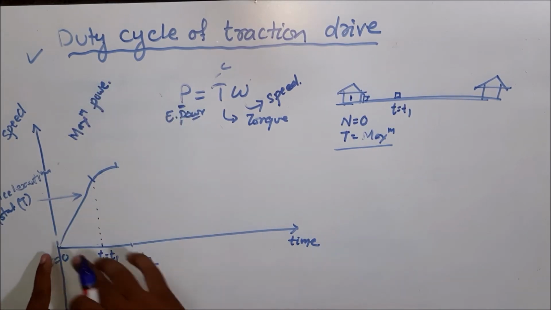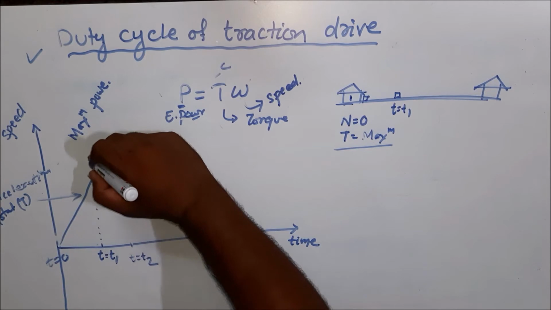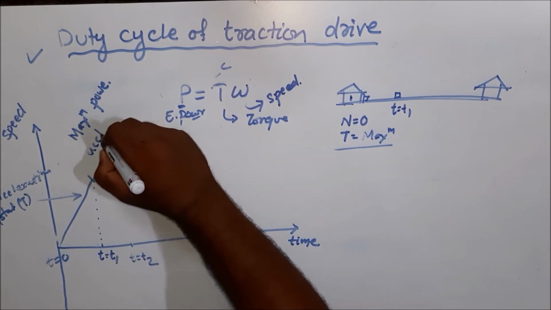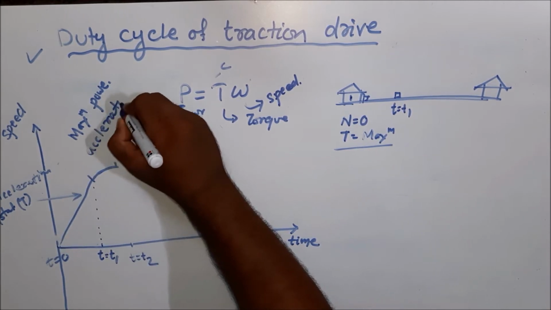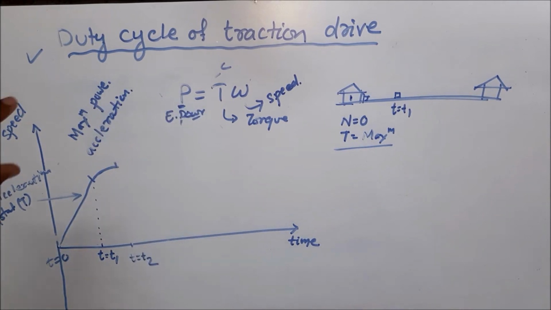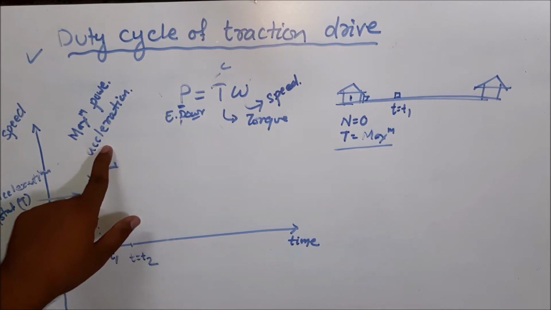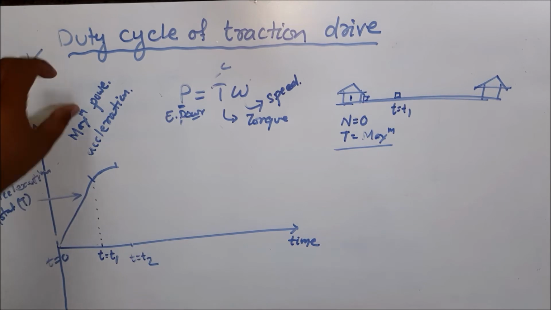With respect to time, my speed also increases, so here also we are getting acceleration. So it is very clear that from t equal to 0 to t equal to t1, I am getting acceleration where torque is constant, and from time t equal to t1 to t2, I am also getting acceleration, but here power is constant.